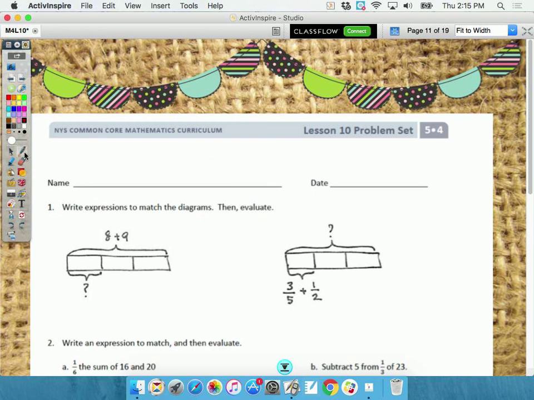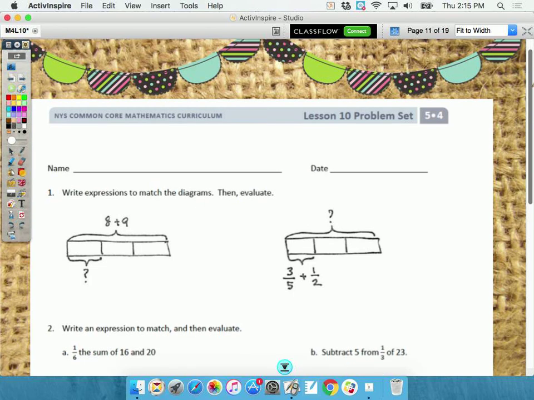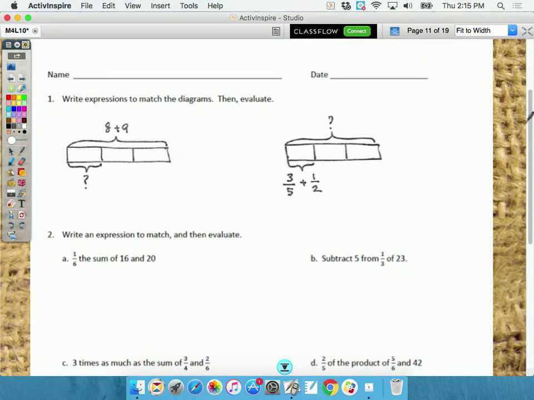Okay, I don't know if you remember the very confusing lesson that we did about almost a week ago. It was last Friday. This is the other half of it, and we're just going to see how you do, okay? You took a very confusing math assessment yesterday, so maybe this is going to make more sense to you now. You never know. So the first part says write expressions to match the diagrams, then evaluate.